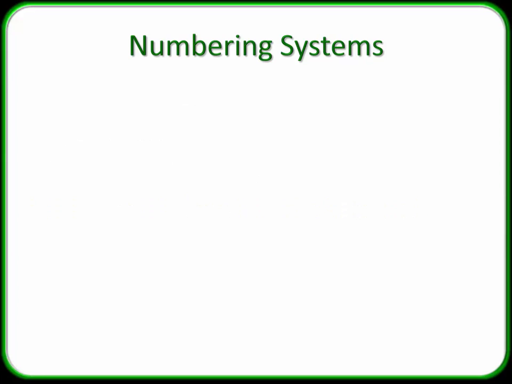So let's look at these three numbering systems now in a little bit greater depth. We'll start with the one that you're most familiar with, which is the decimal system, or base 10. It's called base 10 because it's based on multiples of the number 10. And the entire numeric system only has 10 digits, 0 through 9.